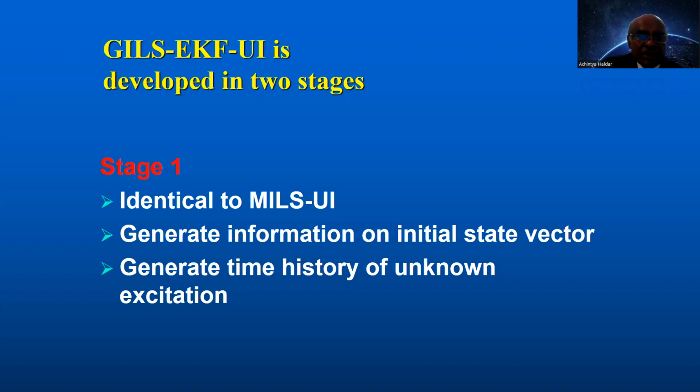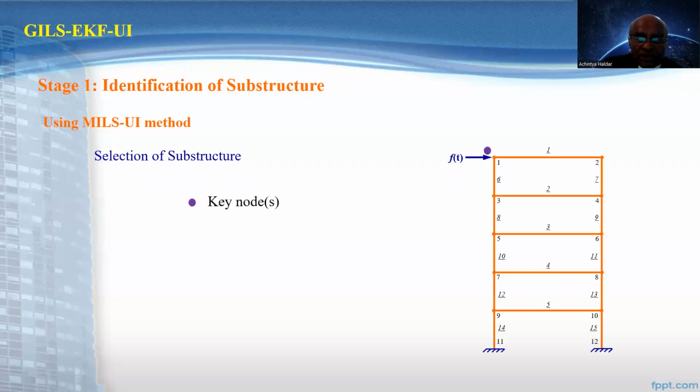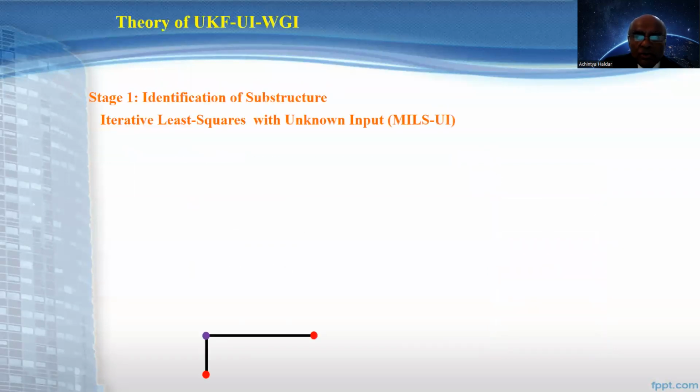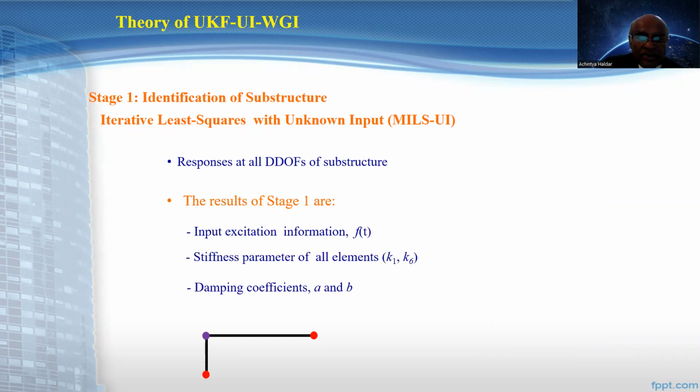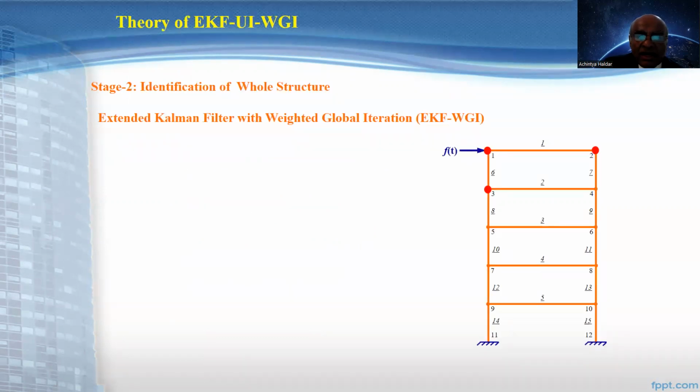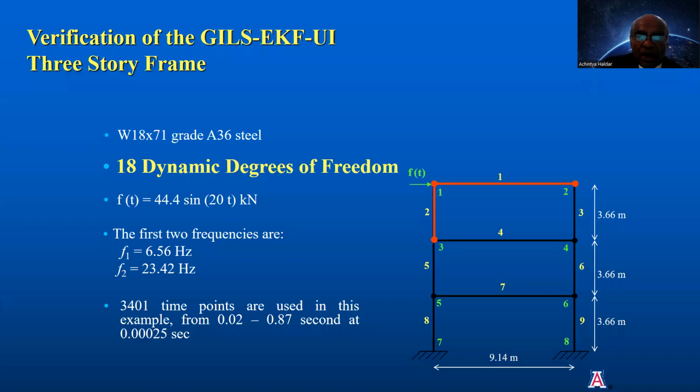So we use a two-stage approach. In the first stage, based on the available measured information, we took a small substructure and then we calculated the forces and the responses at the node point, and we estimated the stiffness parameters, in this case K1 and K6, and the Rayleigh damping coefficient. We use the two parameters. So in the first part, we got the substructure.